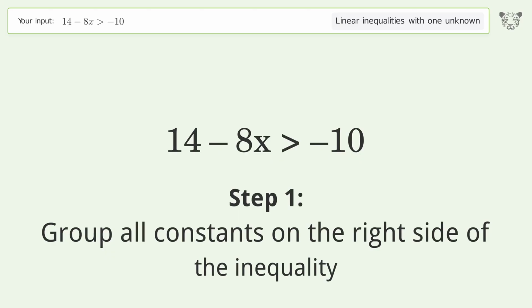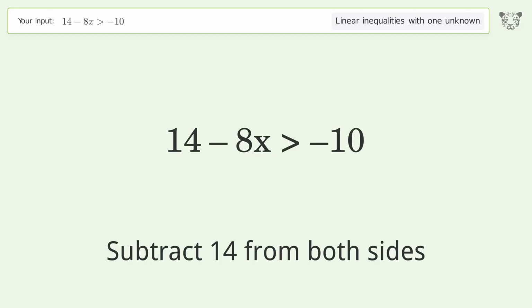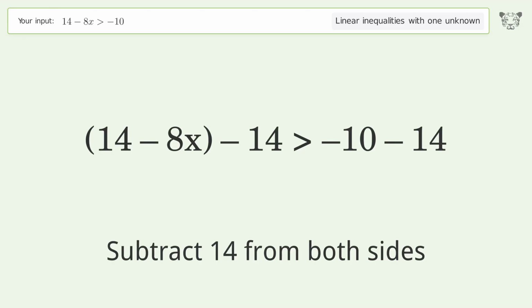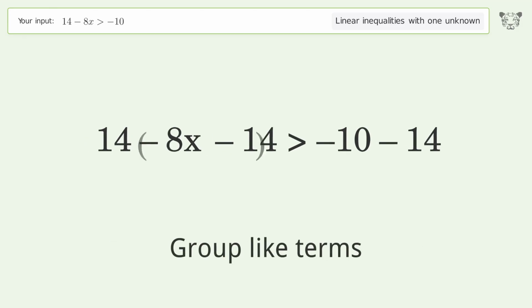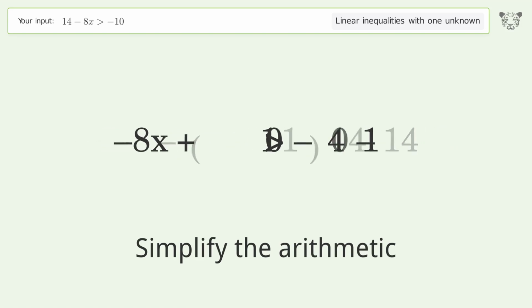Group all constants on the right side of the inequality. Subtract 14 from both sides. Group like terms. Simplify the arithmetic.